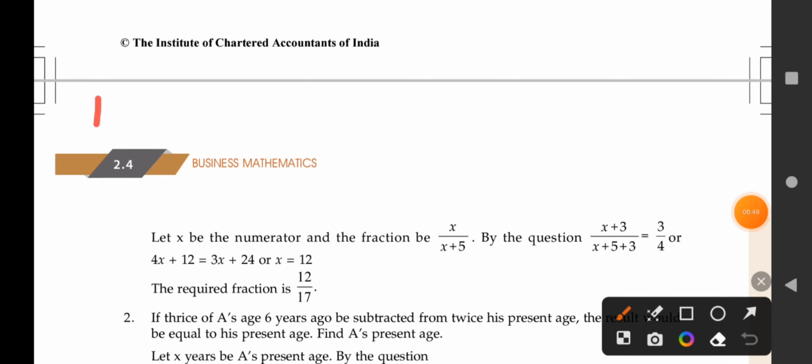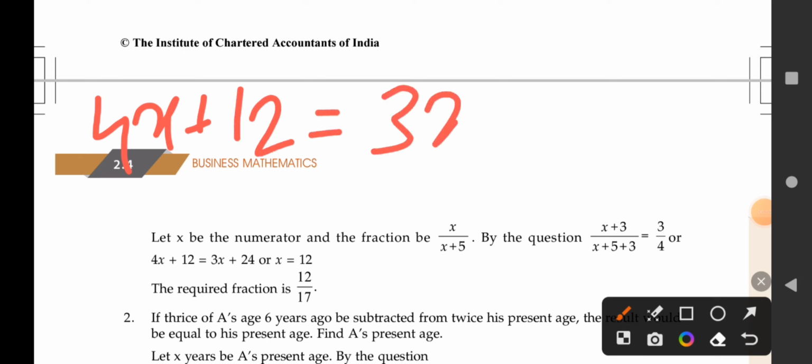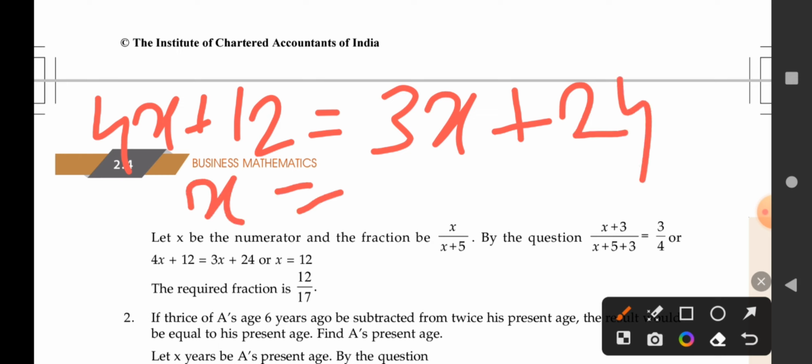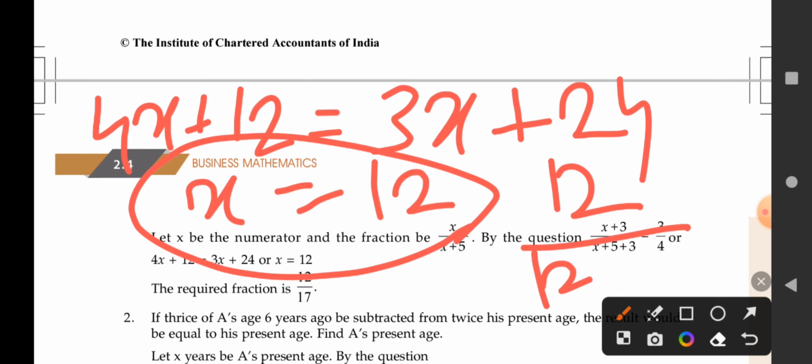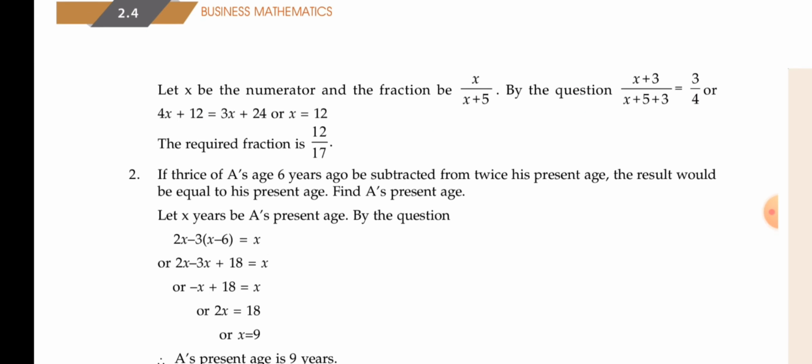You get 4x plus 12 is equal to 3x plus 8 into 3, 24. So x is equal to 12. Yeah, I did it right. x is equal to 12. So the fraction becomes 12 over 12 plus 5, that is 12 by 17. Okay.